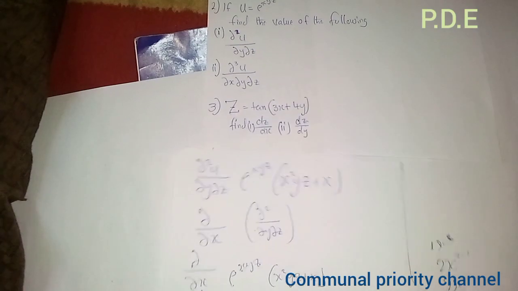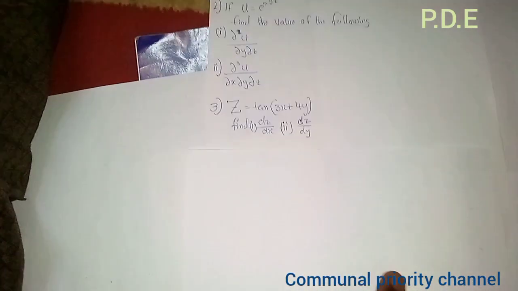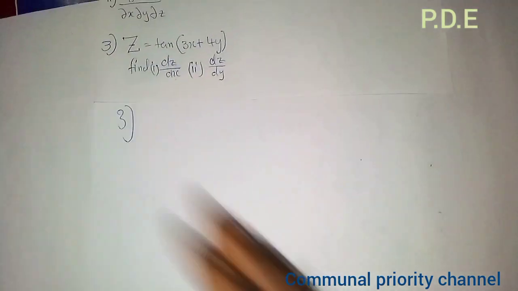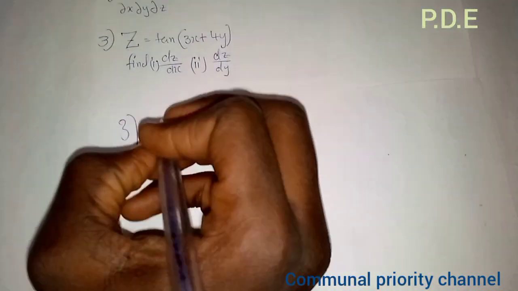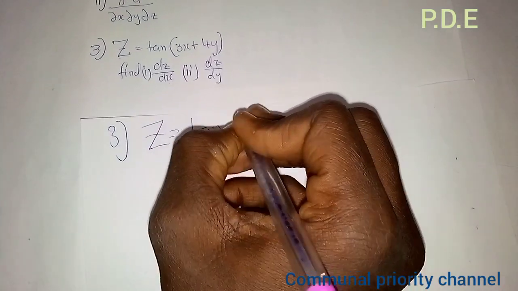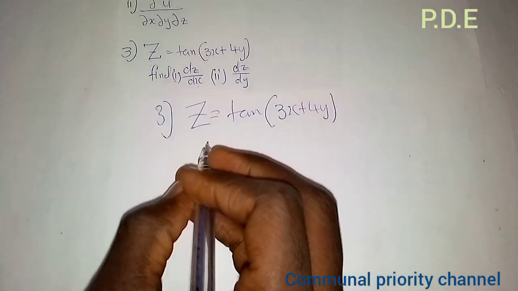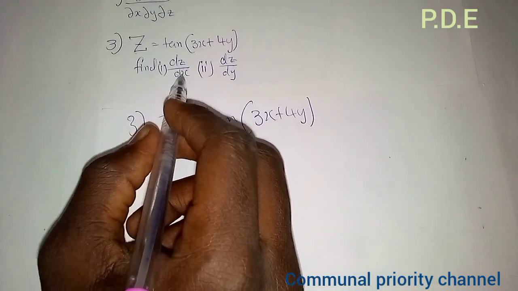This is very simple. It's not as complicated as the previous one. It's straightforward. You can just solve it directly. Therefore, question number 3 says, if z is equal to tan(3x + 4y), number 1 says find dz over dx.